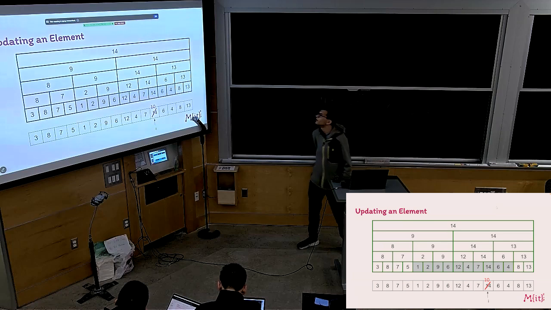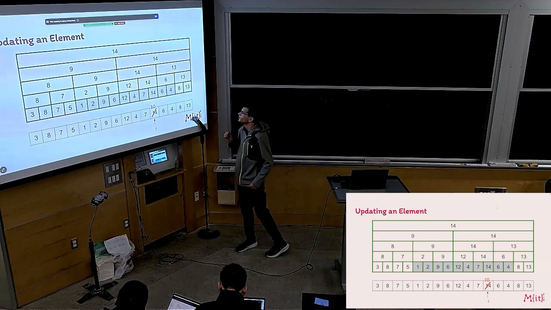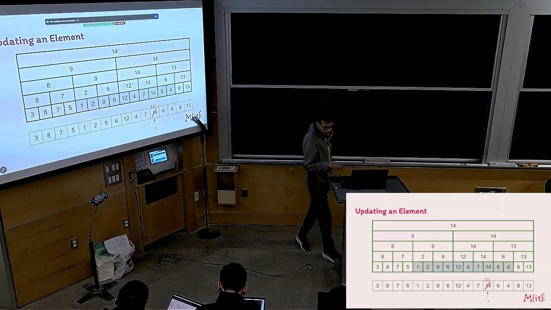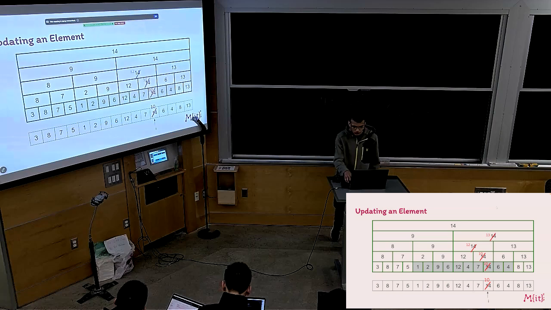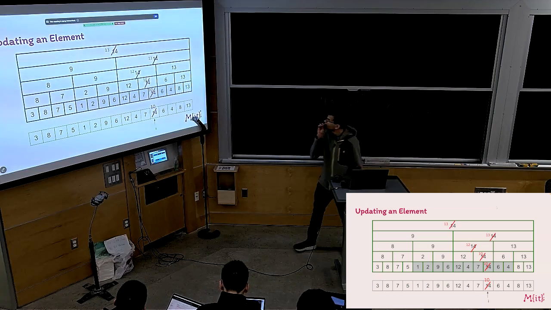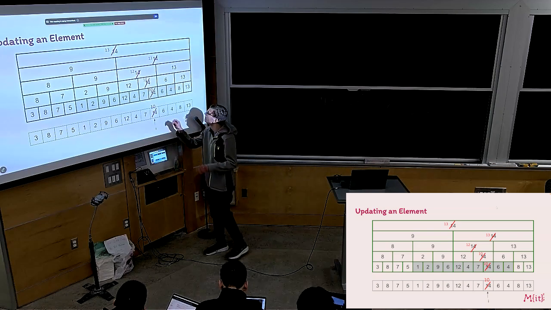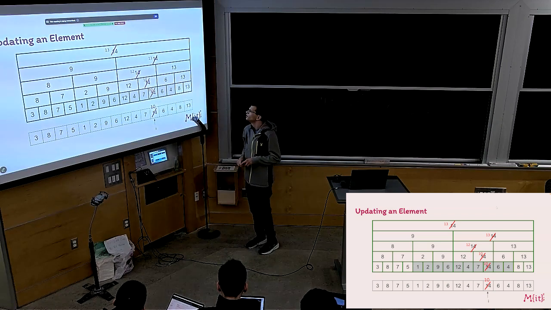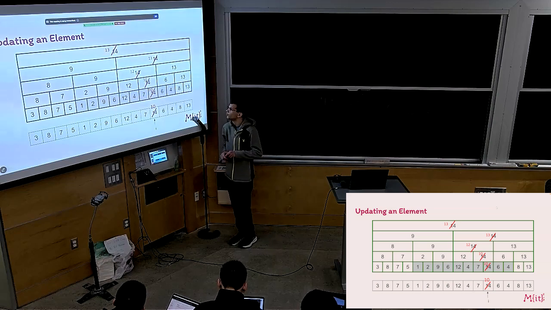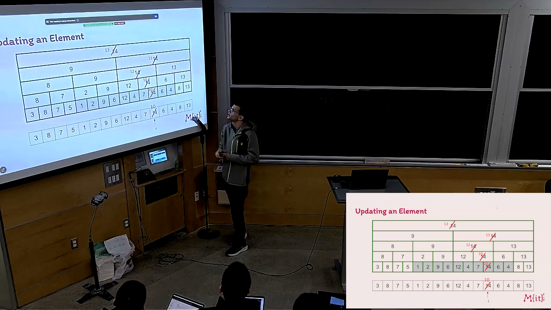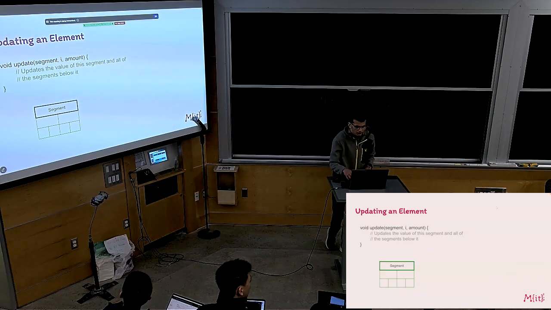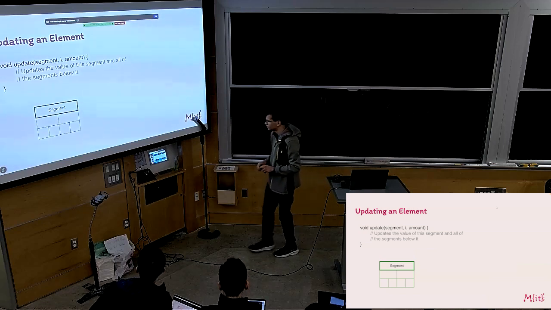Okay. So for updating an element, the way that will work is I will want to change all of the values on all the segments that are directly above this. Now updates are actually reasonably simple to implement iteratively. However, those can also be implemented recursively. And I will cover the recursive implementation now.